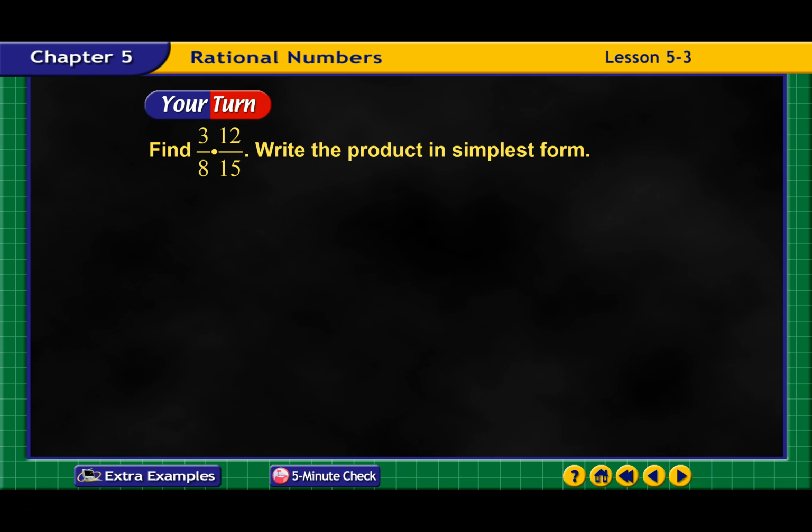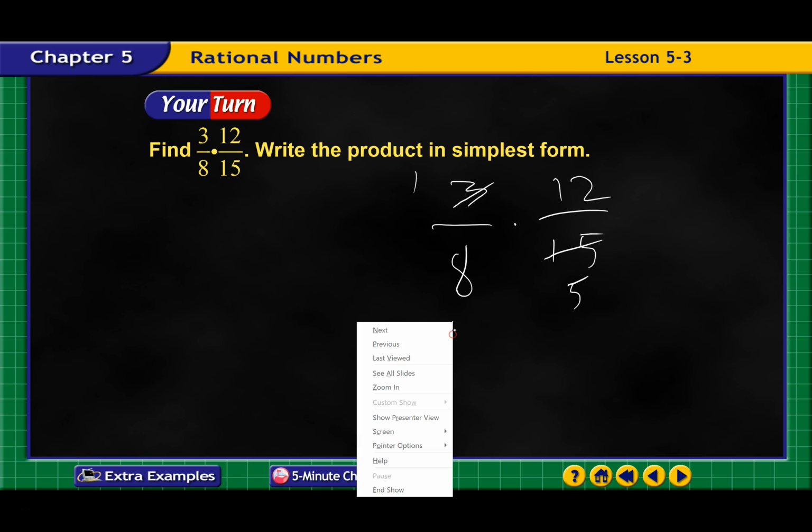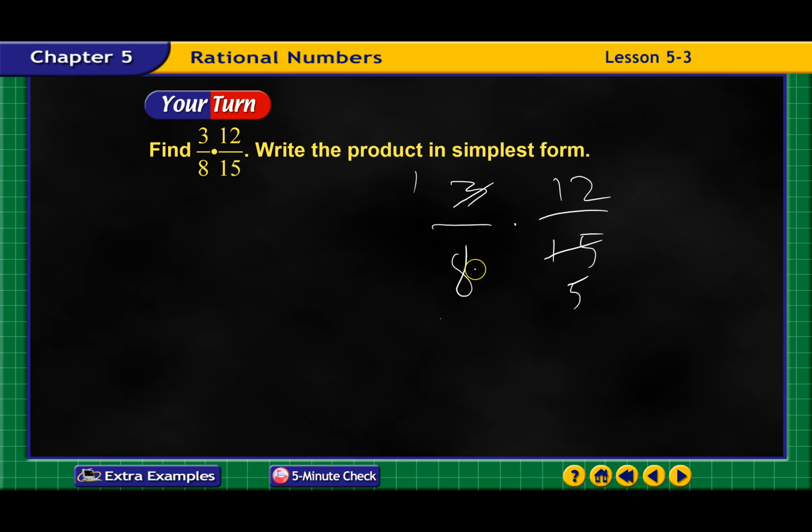All right, so this one we can actually reduce twice. So 3 over 8 times 12 over 15. These have a common factor of 3, so I can go to 1 and 5. These here can go down by 4. If I divide this by 4, it's going to go to 2. Divide this by 4, it's going to go to 3. Now I have 1 times 3 over 2 times 5. It's going to give me 3 over 10.